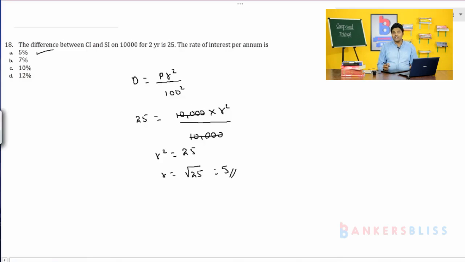Very simple. Difference is equal to PR square by 100 square. This condition applies only for 2 years. For 3 years the formula is different, and in problem number 17 itself we have discussed what that formula is. Only for 2 years you have to use this formula. So, the answer is 5%. Okay, let us go to the next problem, problem number 19.